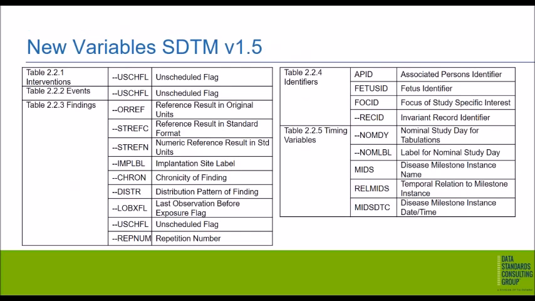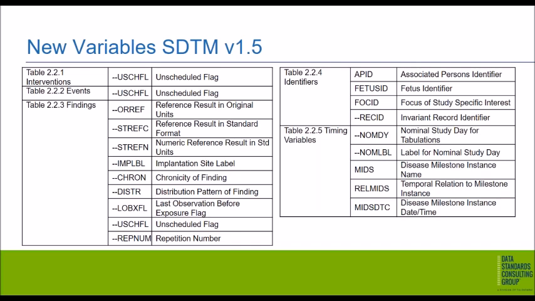You can see we added a whole bunch of variables to SDTM version 1.5. Some of these came in through the asthma TAU, and a couple of those TAUs, the therapeutic area user guides that some of you might have seen. So they're called TAUGs. And obviously some of this came in from the repro, the DART guide. And so did the nominal day and nominal label.